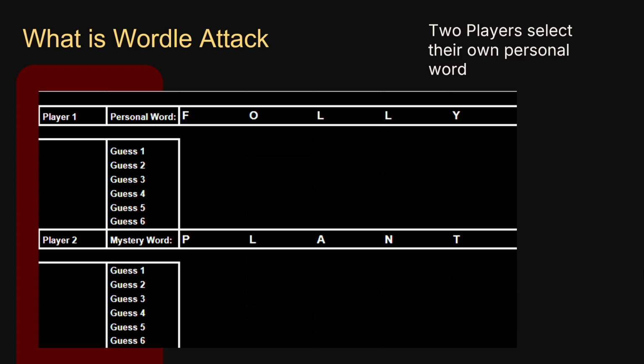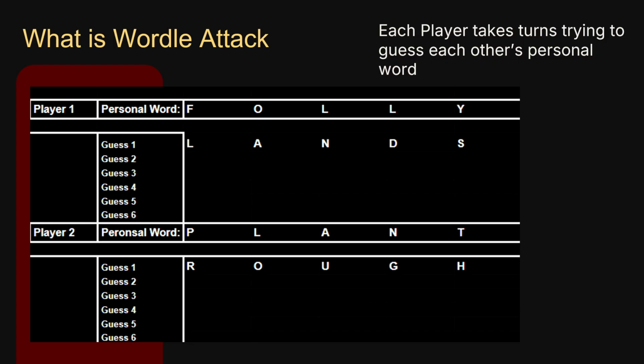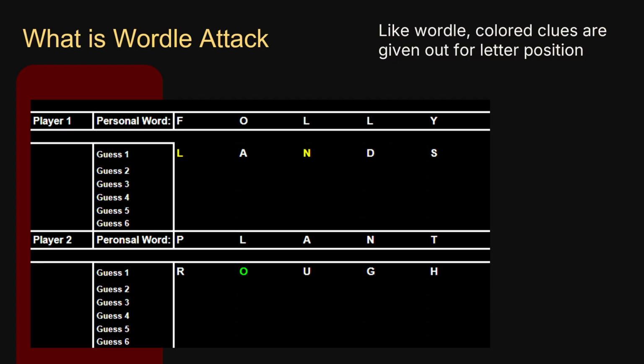Wordle Attack is a two-player game where two players select their own personal word for each other to guess. Each player takes turns trying to guess each other's own personal word. Like Wordle, colored clues are still given out for each letter position: yellow for correct letter but wrong position, and green for correct position and correct letter.